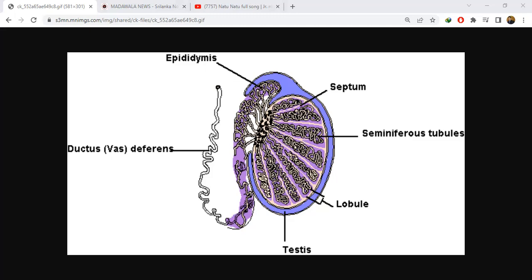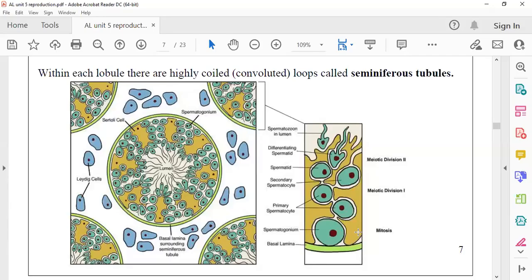What is the TV sound? TV sound, radio sound.